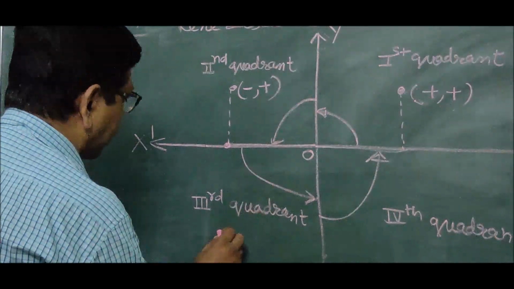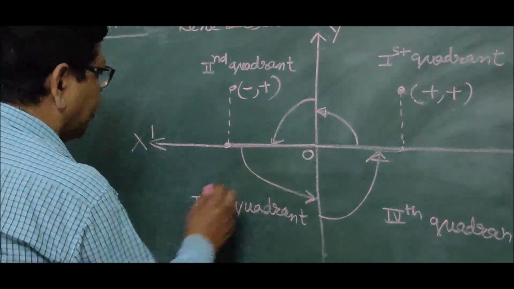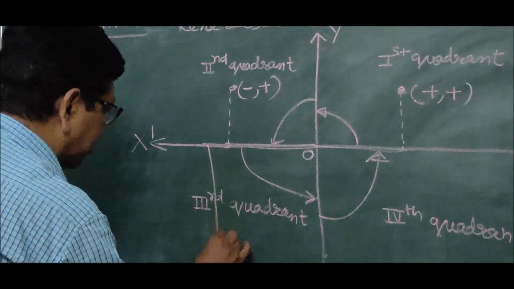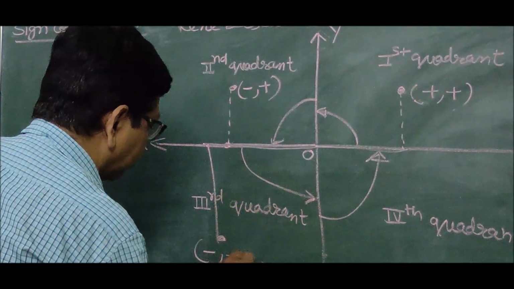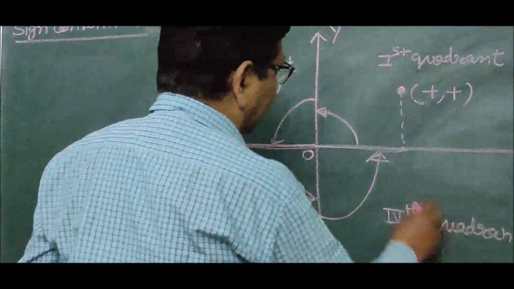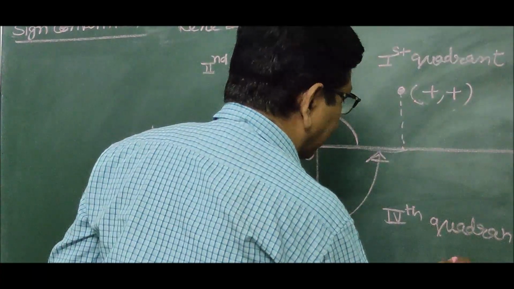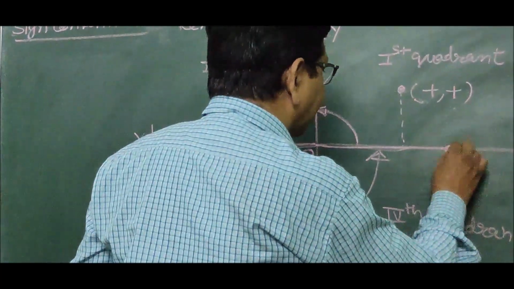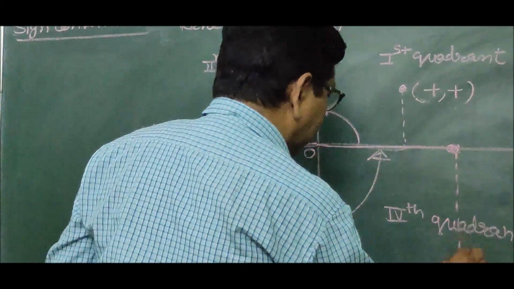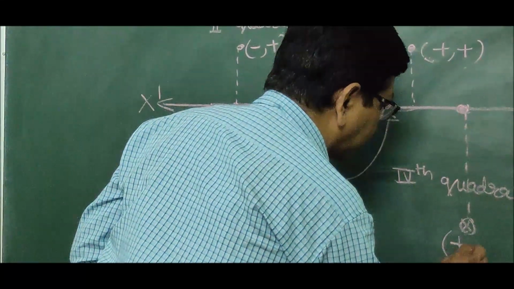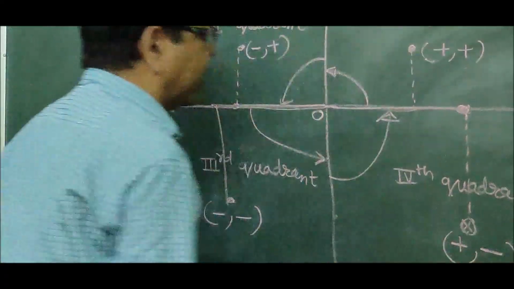And in the third quadrant if we take a point here, then we move in the negative x-axis direction and then in the negative y-axis direction. So x and y both coordinates are negative. And in the fourth quadrant, to reach a point we move in the positive x direction and then negative y direction. So x coordinate is positive, y coordinate is negative.